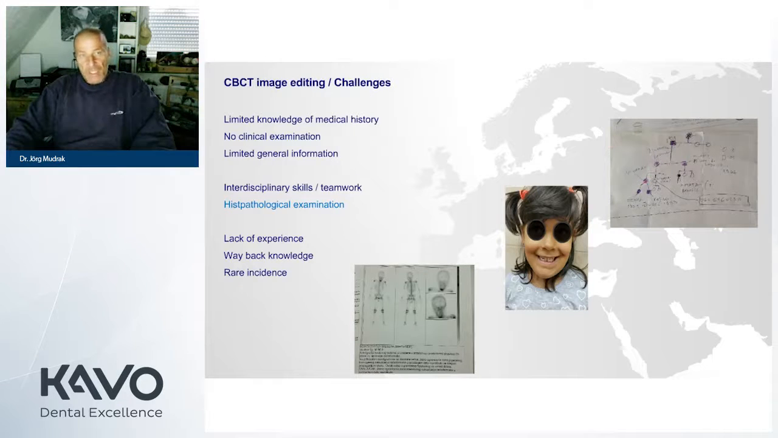On the other hand, we need, of course, help. There is nothing in the world we can do on our own. That means we need interdisciplinary skills. It is a kind of teamwork. And in a lot of cases, we need the results of the histopathological examinations.